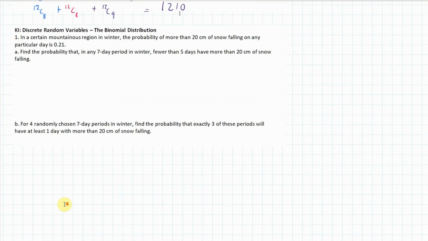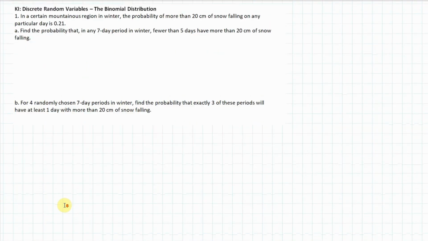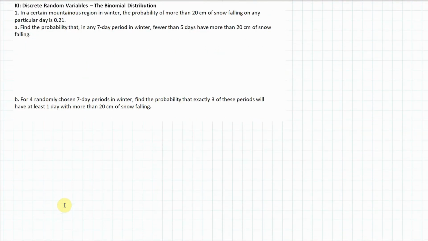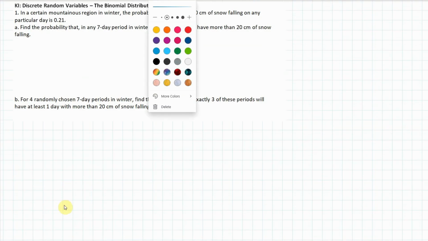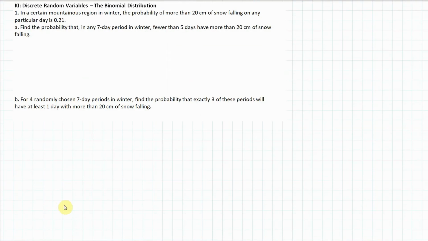Alright, next one, discrete random variables, the binomial distribution. In certain mountainous regions in winter, the probability of more than 20 centimetres of snow falling on any particular day is 0.21. Find the probability that in any 7-day period in winter, fewer than 5 days have more than 20.